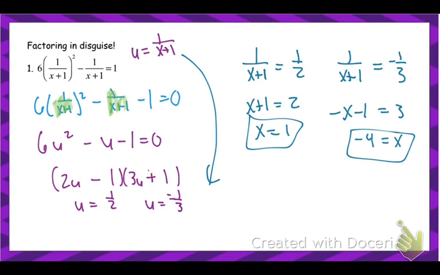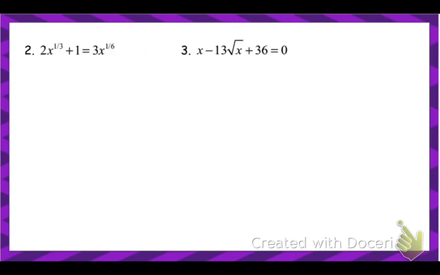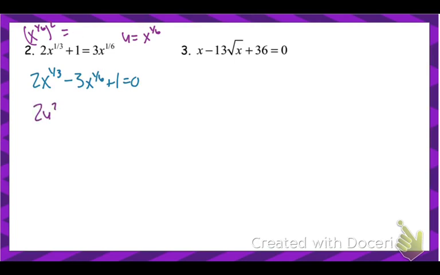All right, the last two questions are pretty similar. Again, some of them are a little easier to see, some of them are a little bit harder to see. But I'm going to start by setting this equal to 0. So 2x to the 1/3 minus 3x to the 1/6 plus 1 equals 0. So what I'm going to use for my u in this problem is I'm going to let u equal x to the 1/6. Because if I have x to the 1/6 squared, that's x to the 2/6, which is x to the 1/3. So that makes this 2u squared minus 3u plus 1.